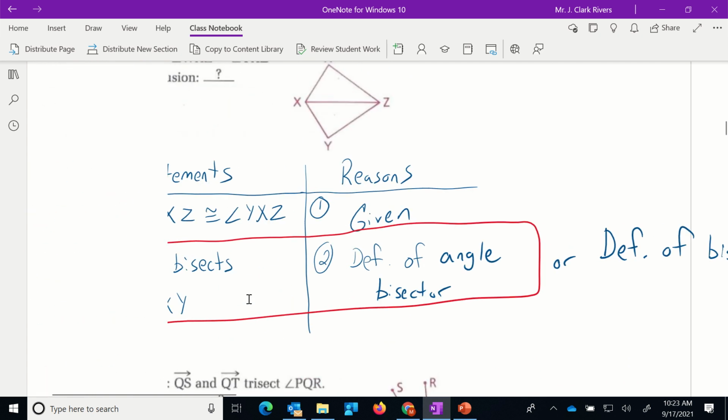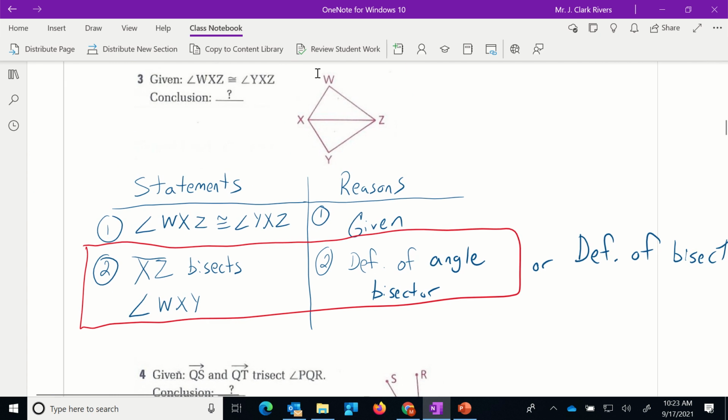All right, number 3. Given that angle WXY, here's WXY. Sorry, I'm reading that wrong. WXZ, which is this angle right here, is congruent to angle YXZ. So this angle here where my cursor is congruent to that angle there where my cursor is. So these two angles are congruent.